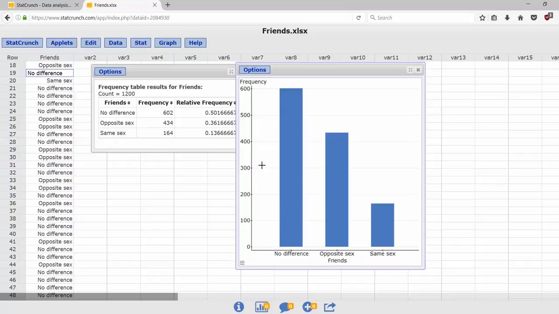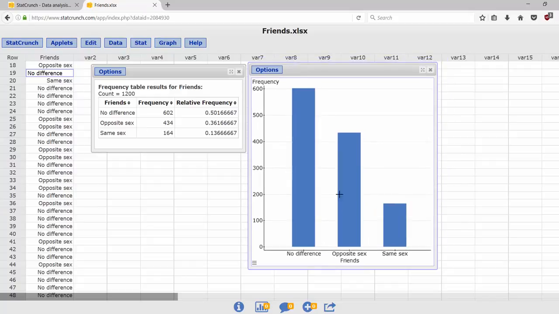The mode is the variable with the highest frequency, right? Okay, so mode, it doesn't make any difference to these people whether there is a difference in their genders or not, right? And I could have read the mode from this itself, right? Okay, now we want to see how it would compute the summary statistics for me.